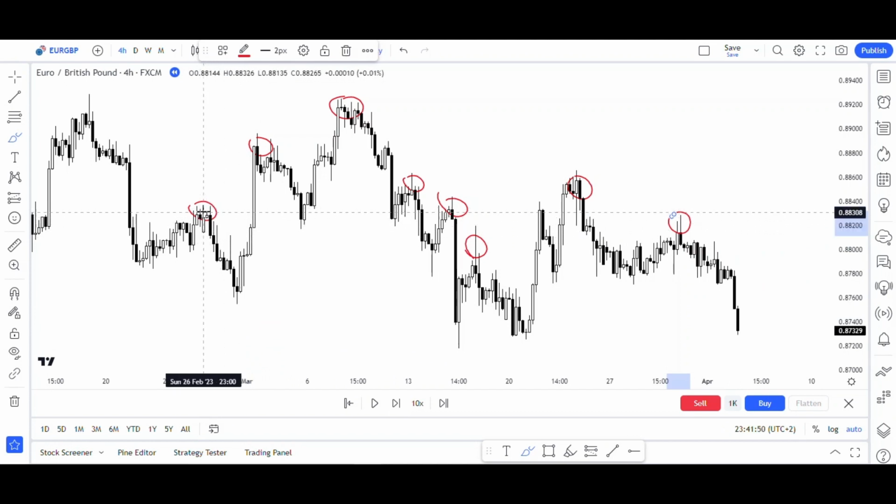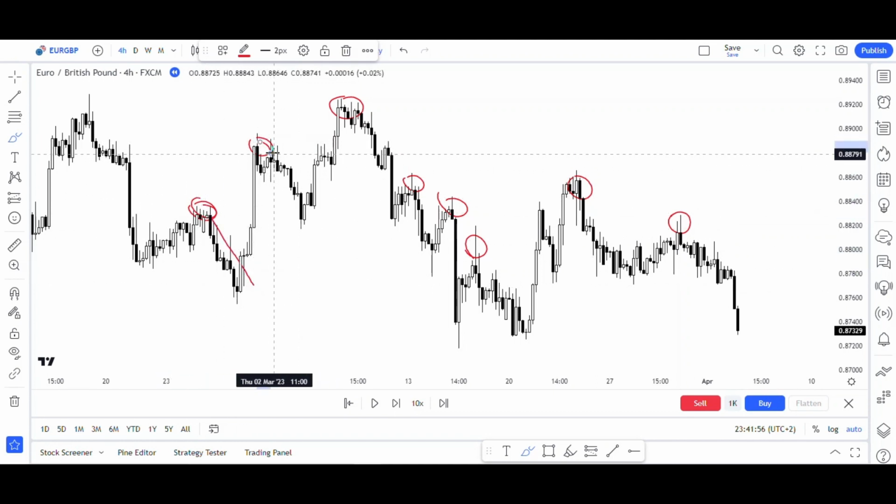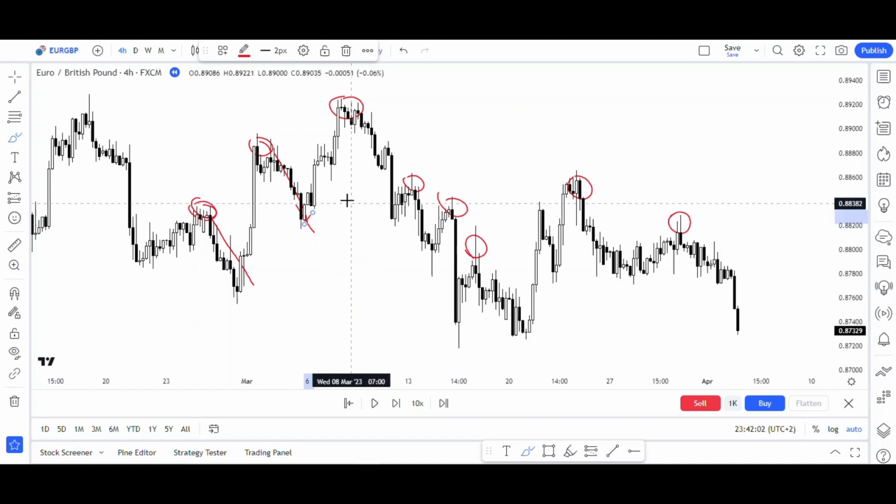For example, this peak here actually made a lower low. This peak here, the move was not strong. It was kind of an uptrend, but it's still a peak. So forget about this one. For example, this peak as well, this peak here couldn't make a lower low because of that. Yeah, because the market stopped here.